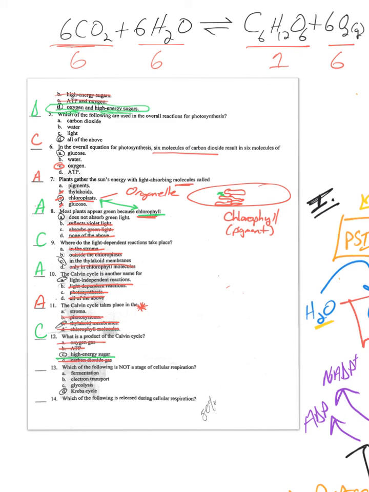Which of the following is not a stage of cellular respiration? And cellular respiration is a series of processes, right? So the only part here that's not part of cellular respiration... glycolysis is part of that. It's the anaerobic part of cellular respiration, so that's a check. The Krebs cycle is part of that, so that's a check, and they're asking for not part of it, right? Electron transport is a check because that's part of it.